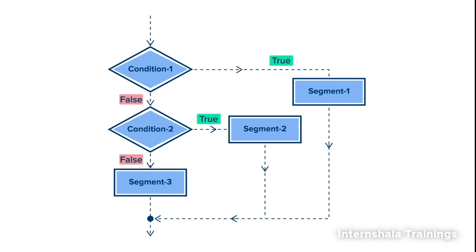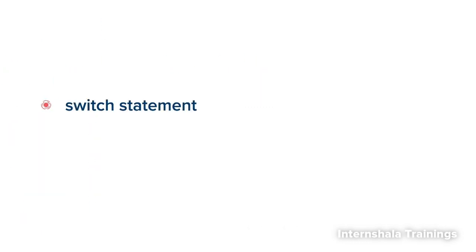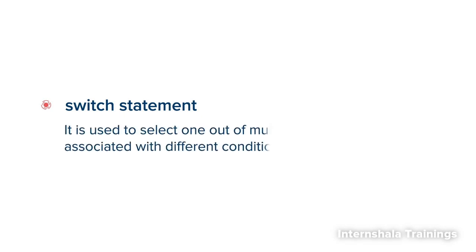Now, coming to the last conditional statement of this topic, that is the switch statement. Switch statements are like special if else statements. It looks more organized but has very limited use cases. Like the if else statement, the switch statement is also used to select one out of multiple blocks of code associated with different conditions. But the switch case works only when the expression matches an exact set of values and not on ranges. This limits the use of the switch statement.